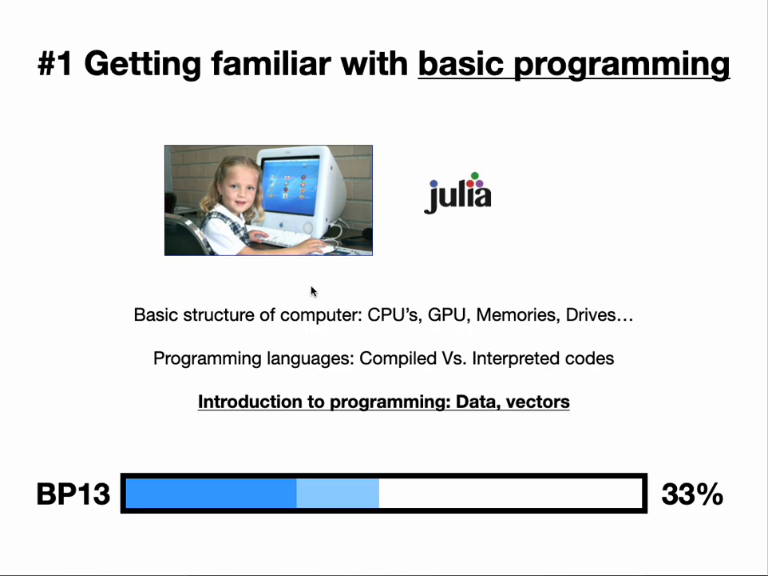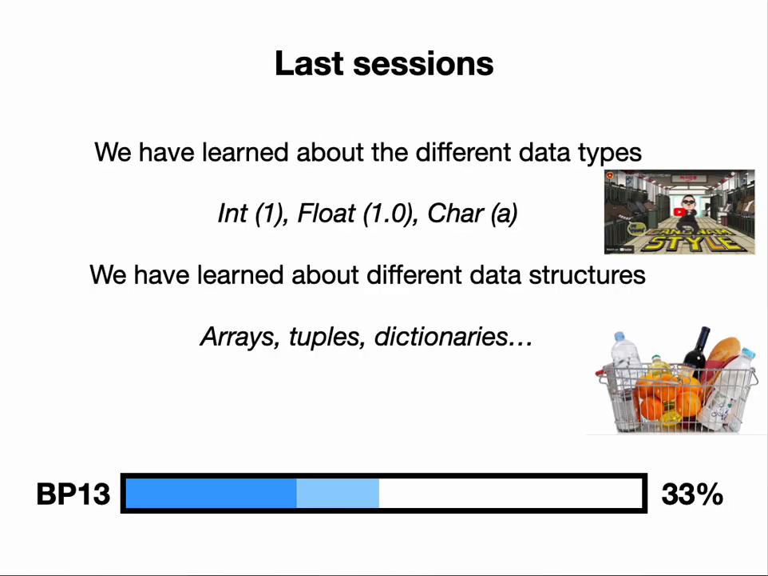We have discussed the basic structure of a computer, we have discussed programming languages, and we started the introduction to programming. We basically discussed a lot about vectors and data types. Remember, you learned the different data types, integer, floats, characters, and we have discussed the different data structures, the arrays, the tuples, structures in general.